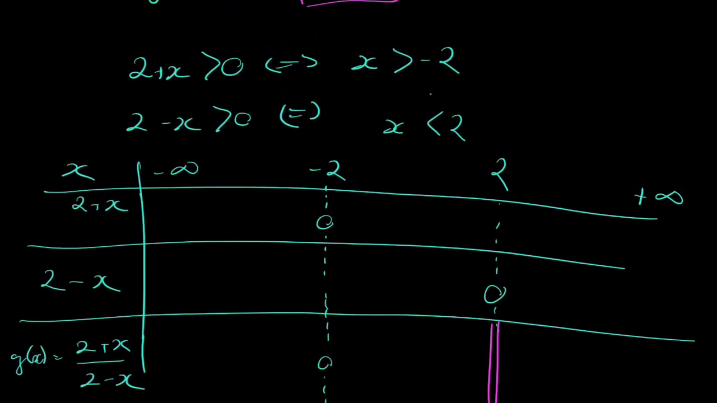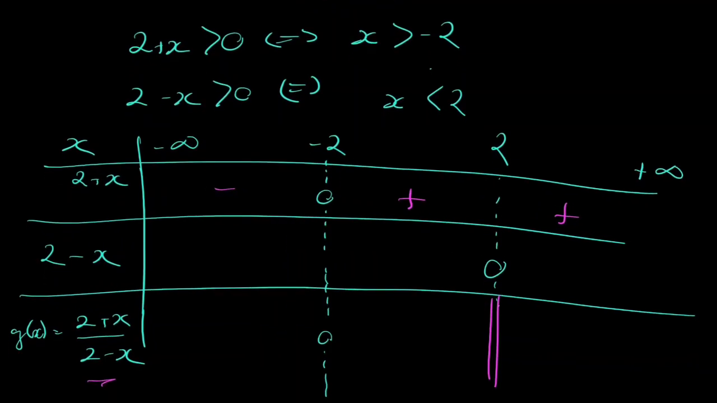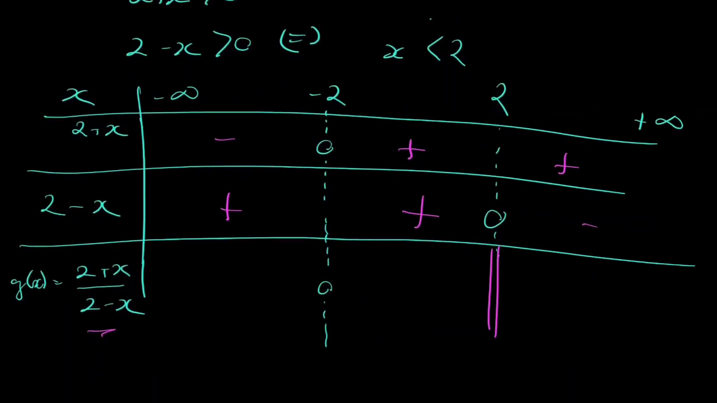Then what happens before minus 2 for 2 plus x? Before minus 2, 2 plus x is negative. After minus 2, this is positive. This is the other way around for 2 minus x, because when we've got x lower than 2, we've got this function that is positive. And after, this is negative.